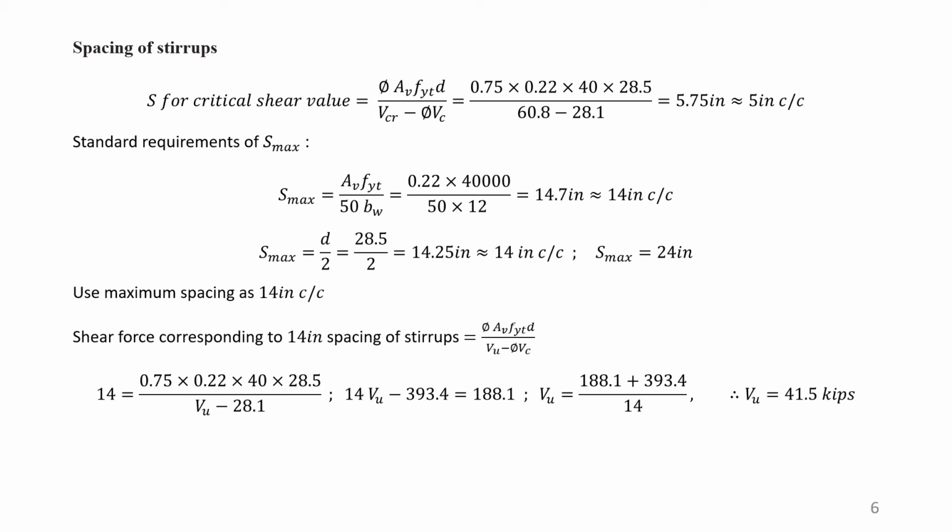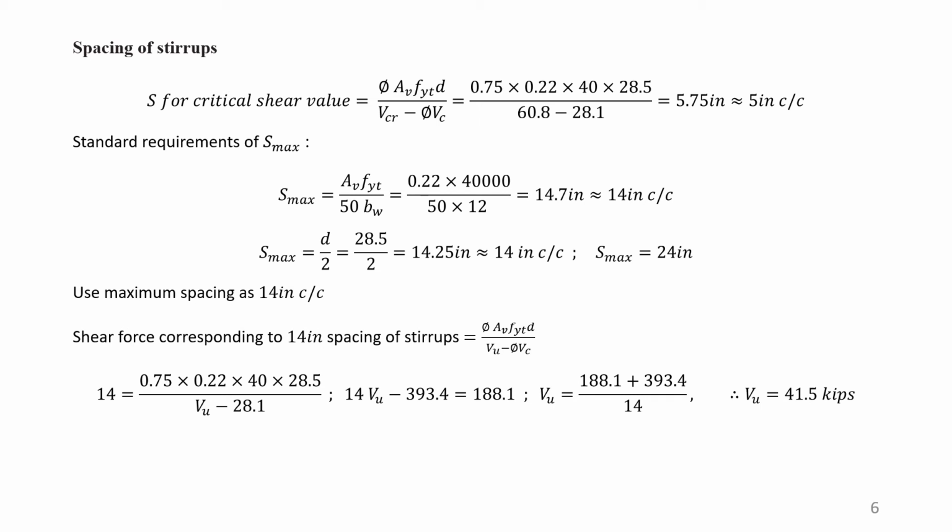Now the spacing of stirrups. For the spacing of stirrups, there is a standard equation, which is phi Av fyt into d divided by V critical minus phi Vc. There is a derivation for this equation, but it is too complicated, and that's why I have not gone into that detail for finding this equation. We will be using this equation as a formula, and that will serve our purpose.